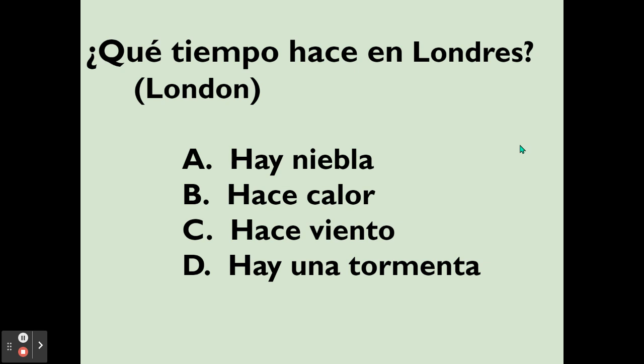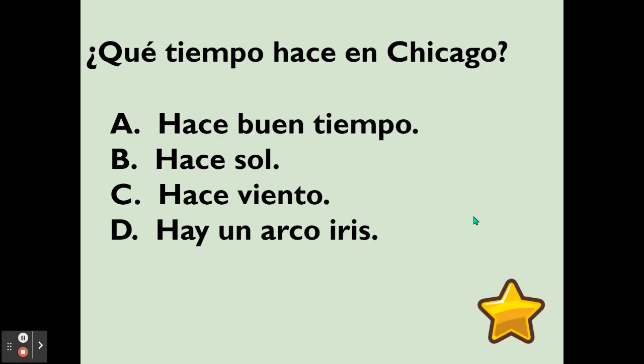¿Qué tiempo hace en Londres, which is London? Hay niebla, hace calor, hace viento, hay una tormenta. So this is a sample question. So London is the foggy city. ¿Qué tiempo hace en Chicago? Hace buen tiempo, hace sol, hace viento, hay un arco iris.